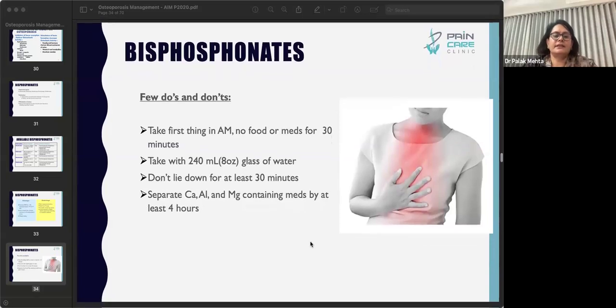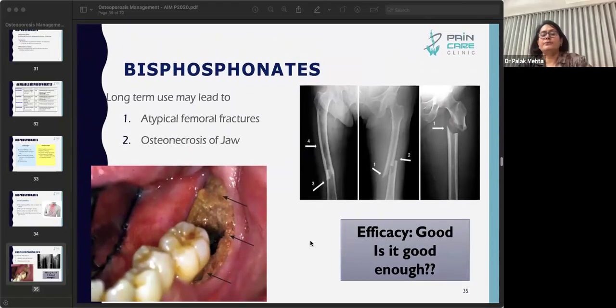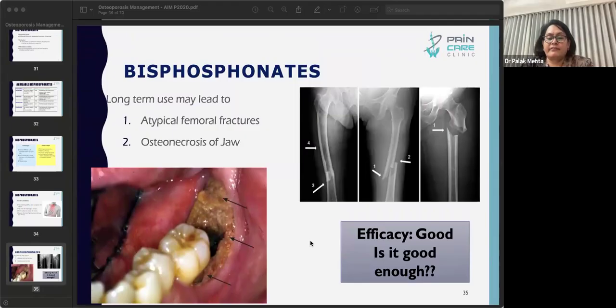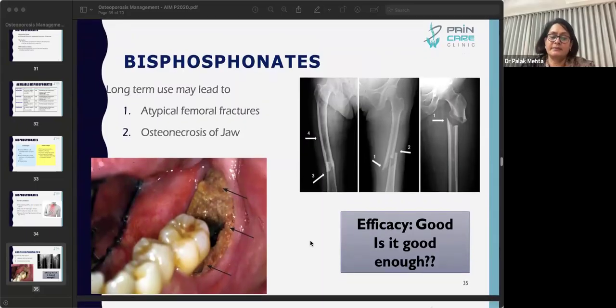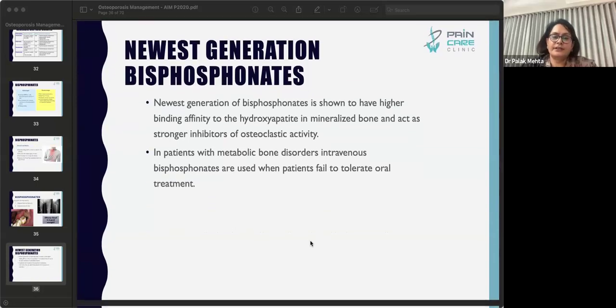So as I said, first thing in the AM, no food or medicine for 30 minutes. Take with almost 200 ml, or 1.5 glasses, of water. Don't lie down for at least 30 minutes. And separate calcium, aluminum, and magnesium containing medicines by at least 4 hours. Next slide. Long-term use may lead to atypical femoral fracture and osteonecrosis of the jaw. In my personal practice, I have not seen this kind of patient, but yes, it has been documented in many studies. Next slide.